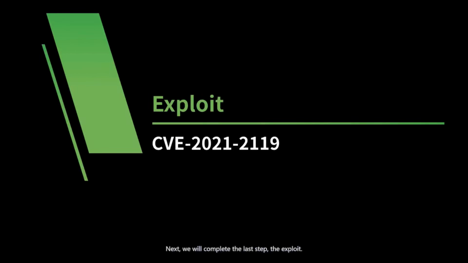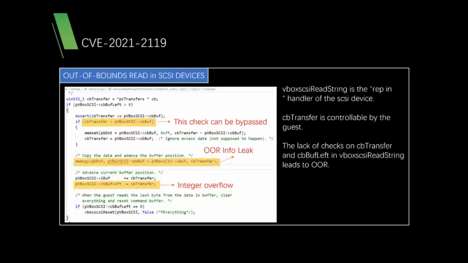Next, we will complete the last step, the exploit. Here is CVE-2021-2119 as an example. First, let's talk about the cause of the vulnerability. The VirtualBox SCSI read string function is the REP INS instruction handler of the SCSI device. The CB transfer field is controllable by the guest, and the lack of checks on CB transfer and CB buffer left in the VirtualBox SCSI read string function leads to OOR.